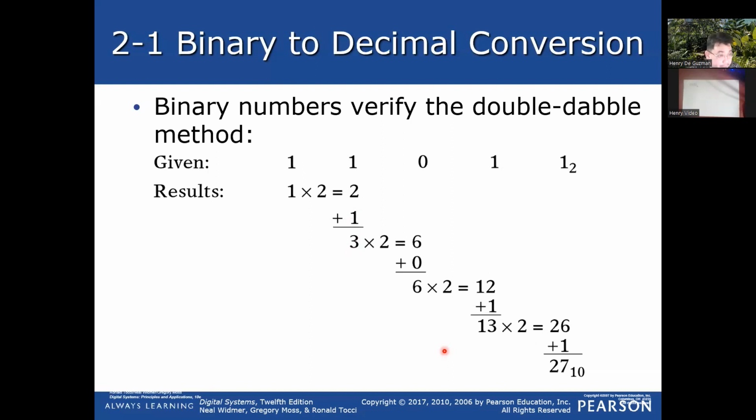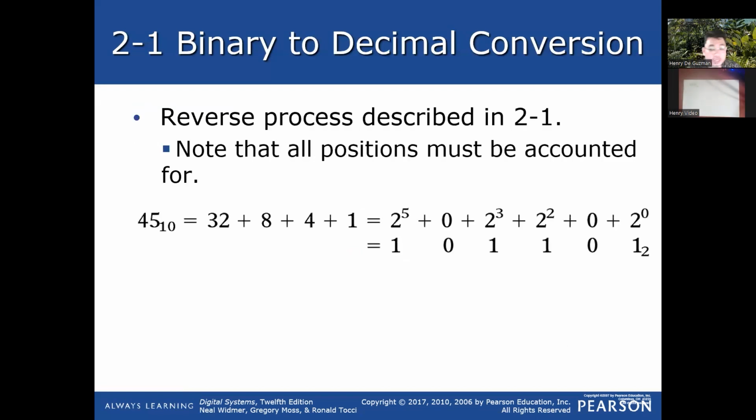This is the double-double method. Okay, so binary to decimal conversion. So let's have the reverse process that we described a while ago. Note that all the positions must be accounted for. So let's say we will have a given decimal number, let's say 45. How to do it? Okay, so I'll explain how I got it.